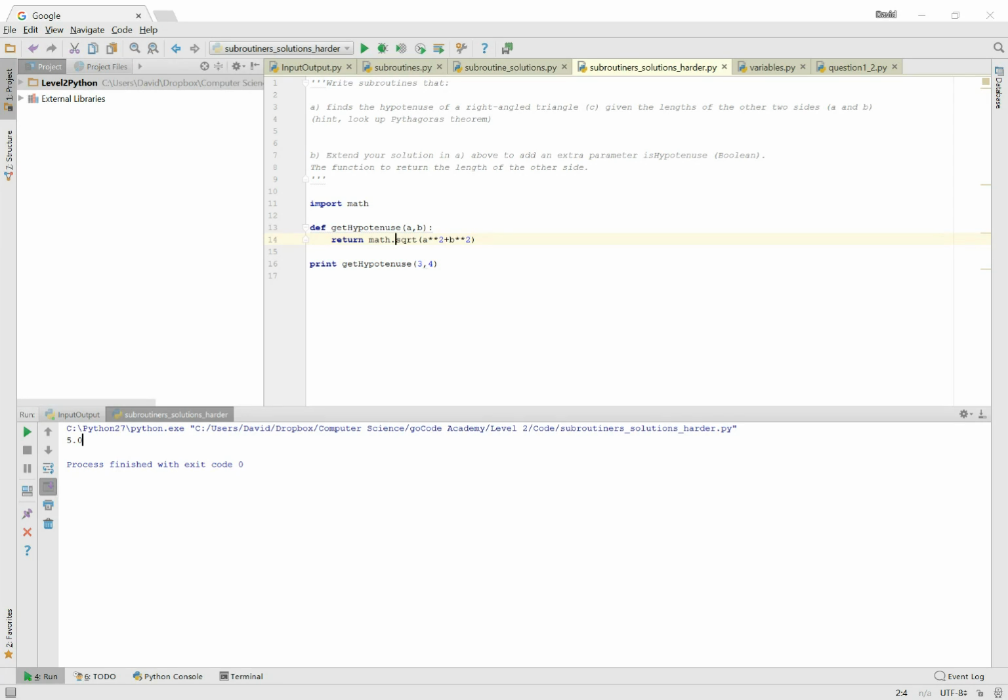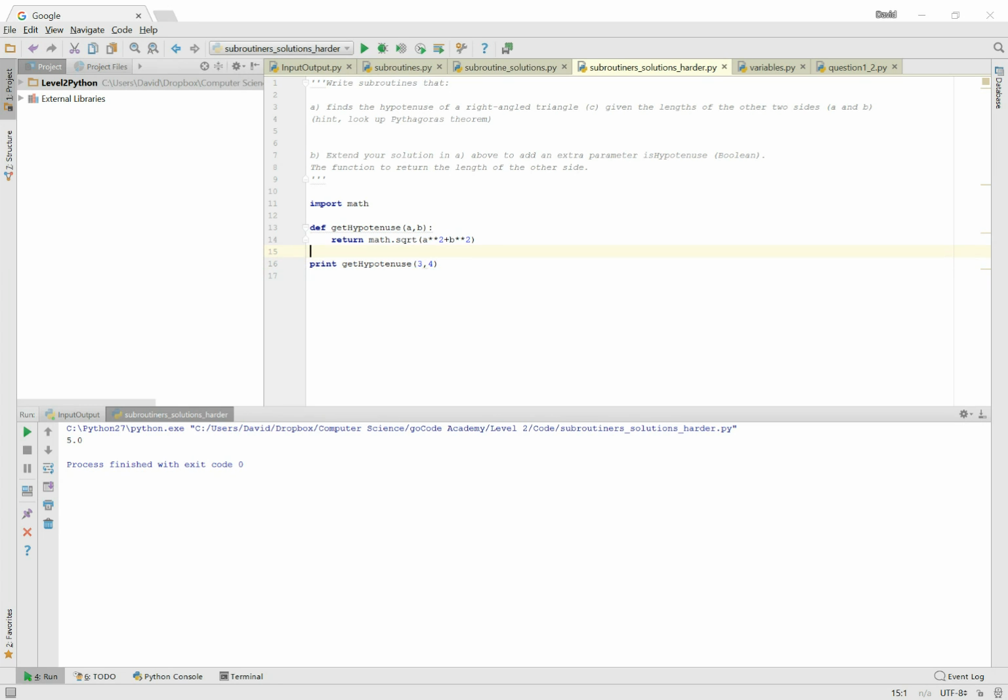Our solution is 5.0. You might want to think, well, why is it 5.0 and not 5? Well, the answer to that is that the square root function returns a floating point number. And a floating point number of 5 is represented as 5.0. So that would be part A.